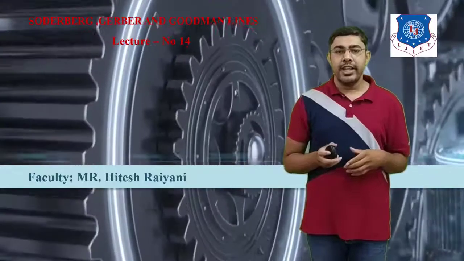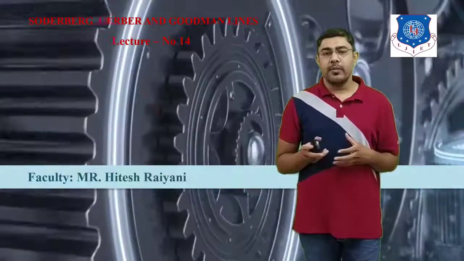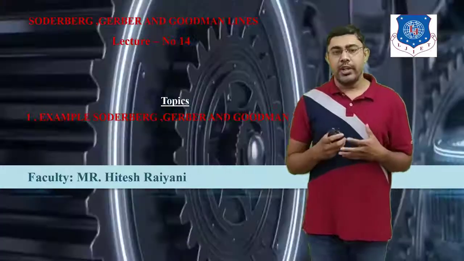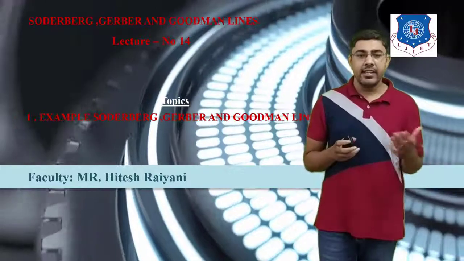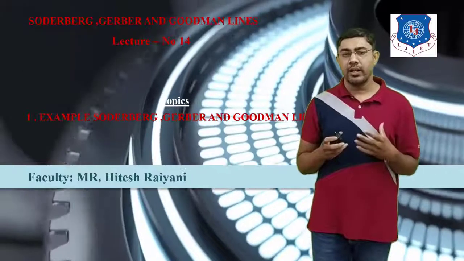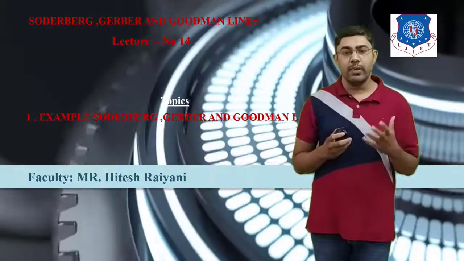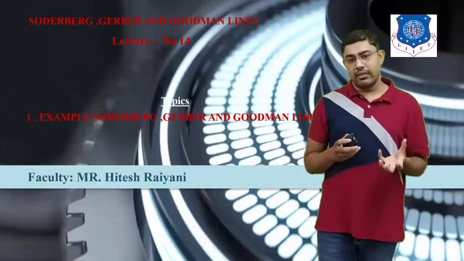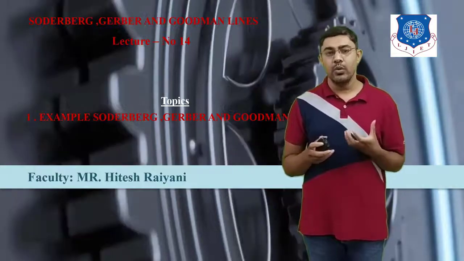This is lecture 14, Soderberg, Gerber and Goodman lines. The learning outcome of this lecture is to learn the design problems based on the Soderberg, Gerber and Goodman line criteria. In previous lectures we learned the theory based on fluctuating load, that is Soderberg, Gerber and Goodman lines criteria, and also the modified Goodman's line criteria. In this lecture we solve one problem based on these theories, subjected to fluctuating load.